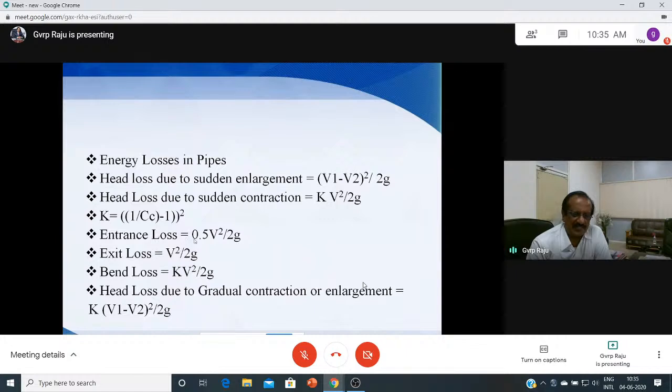And when the water exits into another pipe or another tank, you need to take V as the velocity of the water at the location of exit. It is not the starting point, it is the exit here.